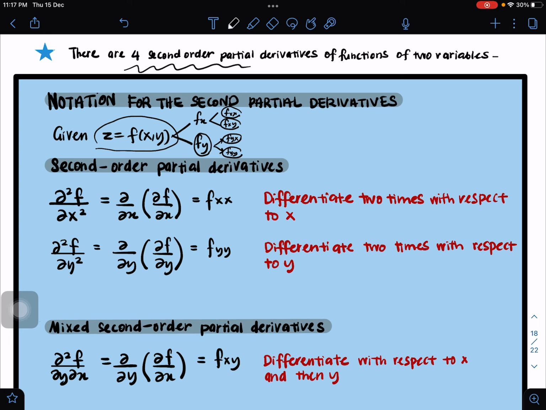So let's see here. The first time you differentiate the function f with respect to x, and then differentiate it again with respect to x, it gives you fxx. The first time you differentiate your function with respect to y, and then differentiate it again with respect to y, you get fyy. Because we differentiate 2 times and we have 2 variables, there is a variety of partial derivatives.